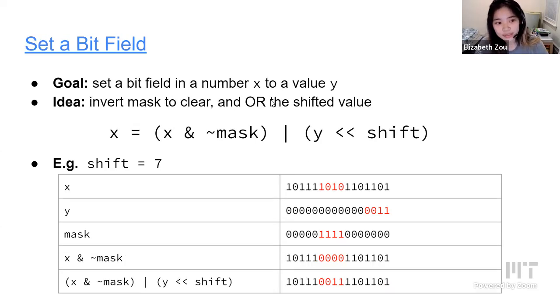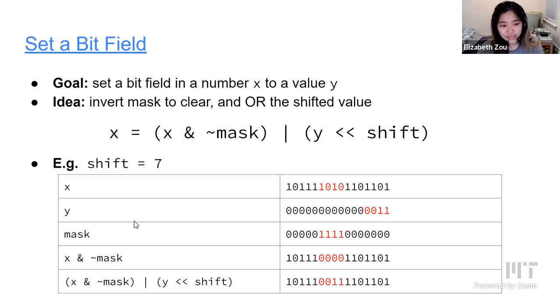Next, if you want to set a bit field, so these go together, where you're treating some subset of the bits as some information, then you want to take it out of a number or put it into a number. Then this is sort of the same idea. You can invert a mask to clear it, and then or the shifted value in order to achieve what you wanted to do. So here's an example.